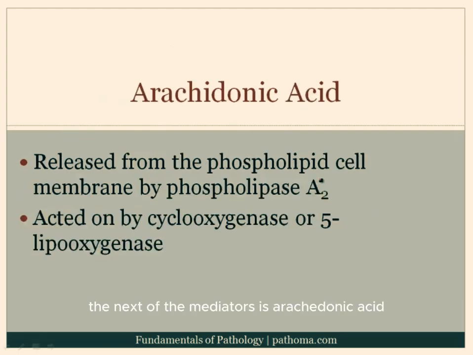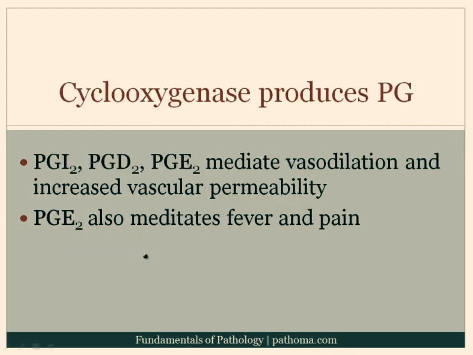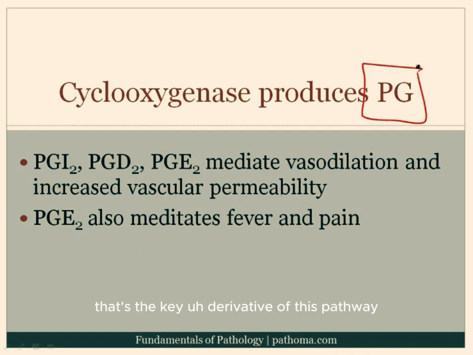The next of the mediators is arachidonic acid. Arachidonic acid is actually released from the phospholipid cell membrane by phospholipase A2. And once arachidonic acid is released, it can be acted on by one of two pathways. There is a cyclooxygenase pathway, and there is a 5-lipooxygenase pathway. Each of these are distinct pathways, and they generate distinct products. So the cyclooxygenase pathway produces prostaglandin, PG. That's the key derivative of this pathway.